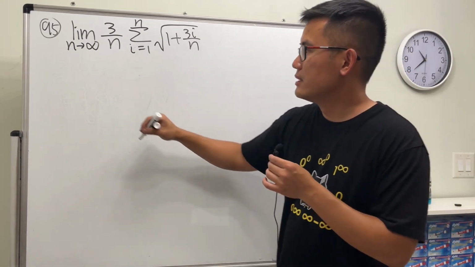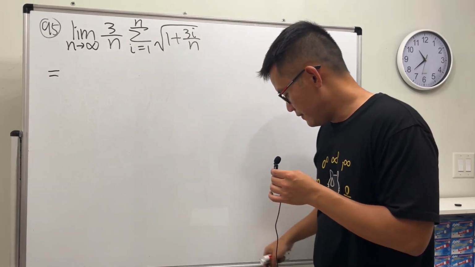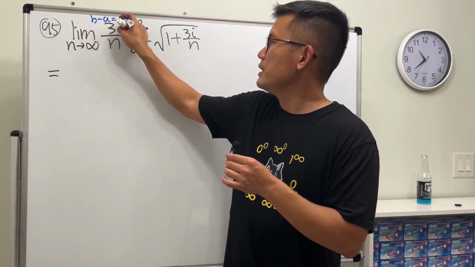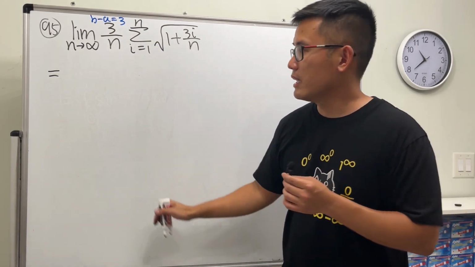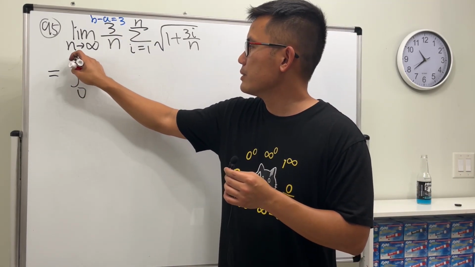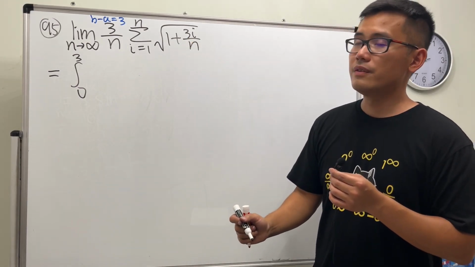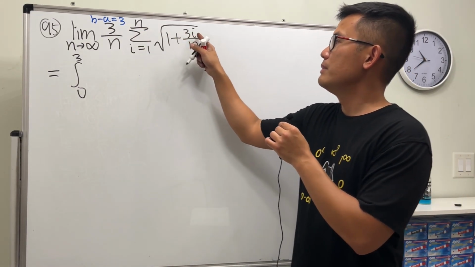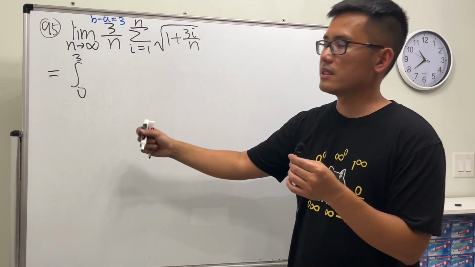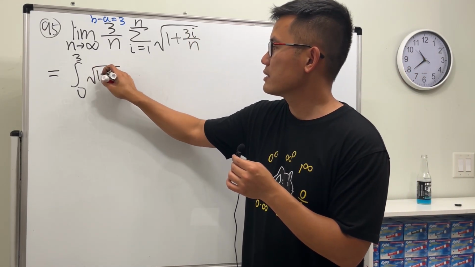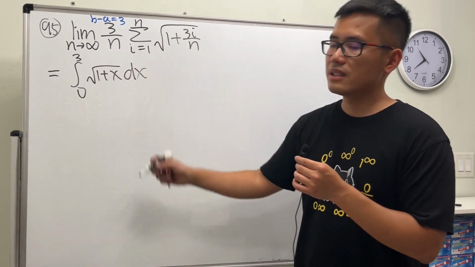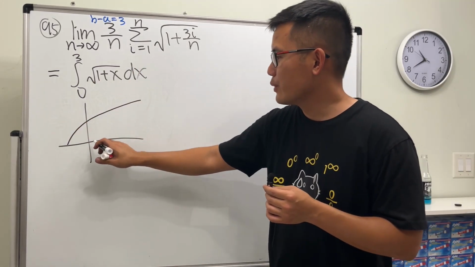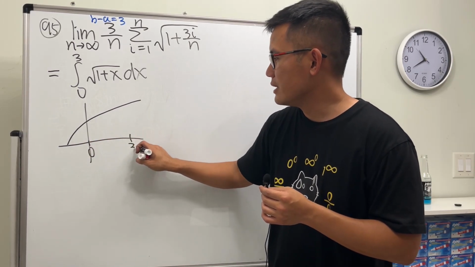So how to do this? First thing first, B minus A is 3. Just start with 0, yeah? 0 to 3. And this right here will give you the function. What's the function though? 3 and 3 match, so you pick the whole thing to be the x. So just square root of 1 plus x. Just like that. This picture is like this. Okay? And then we go from 0 to 3.